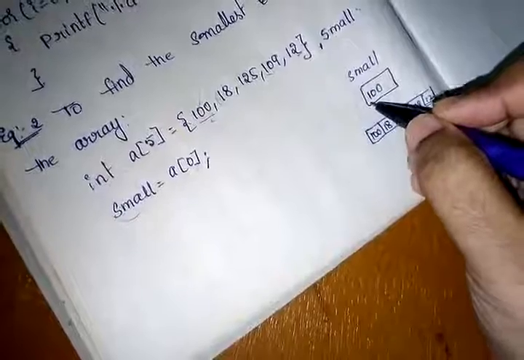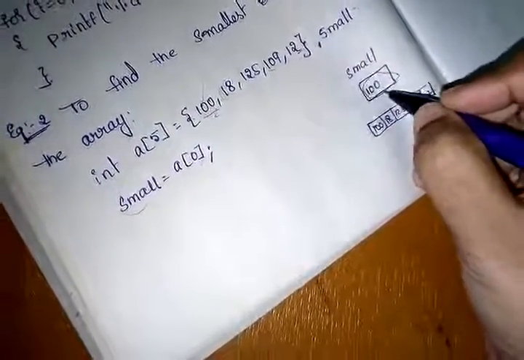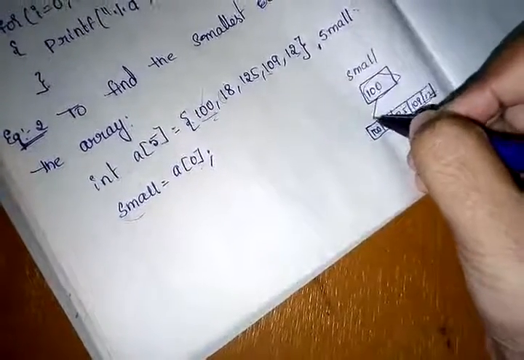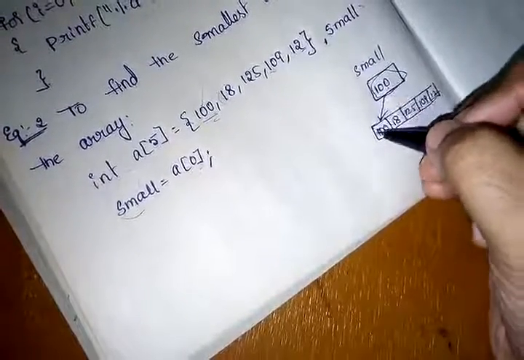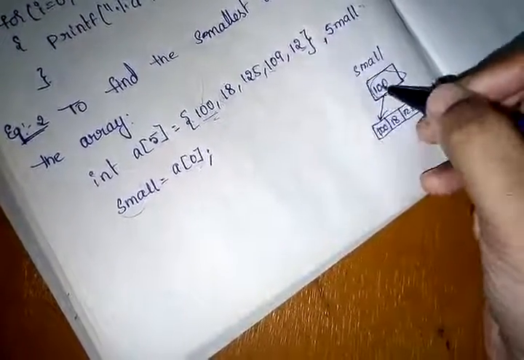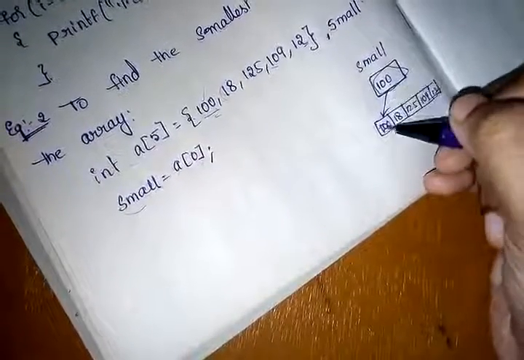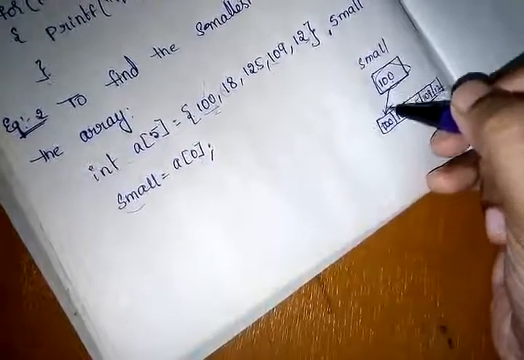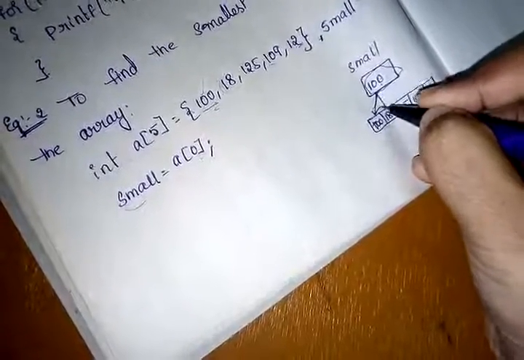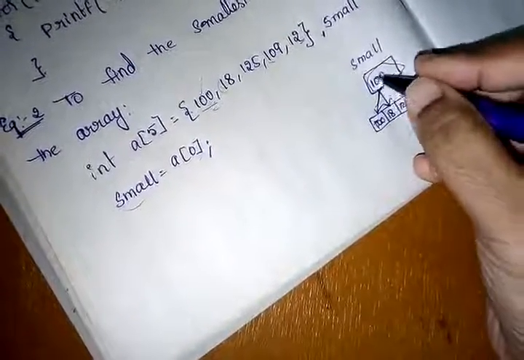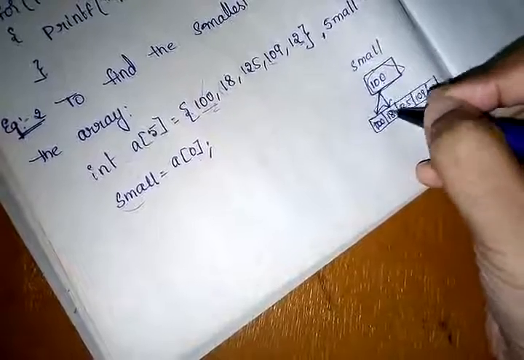So these are the elements we have. Now we'll compare this 100 with the element in the array. So 100 is equal to 100, so both are the same. So we don't need to do anything. Then go to the next index, a of 1. So small is greater than a of 1.